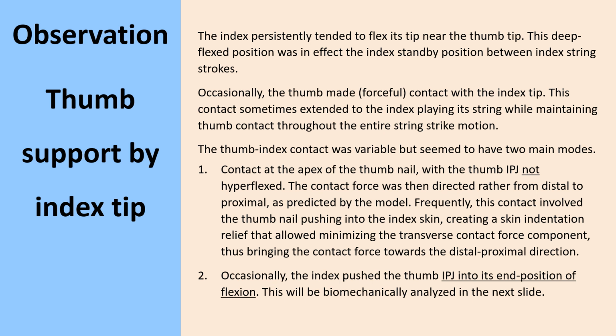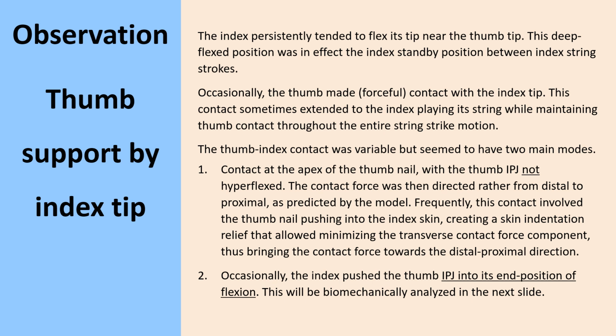The thumb index contact was variable but seemed to have two main modes. First, contact at the apex of the thumbnail with the thumb IP joint not hyperflexed. The contact force was then directed rather from distal to proximal as predicted by the model. Frequently, this contact involved the thumbnail pushing into the index skin, creating a skin indentation relief that allowed minimizing the transverse contact force component, thus bringing the contact force towards the distal proximal direction.